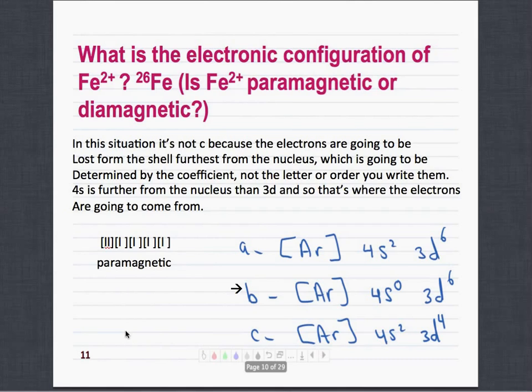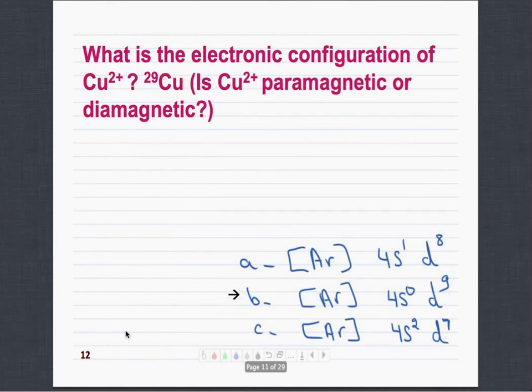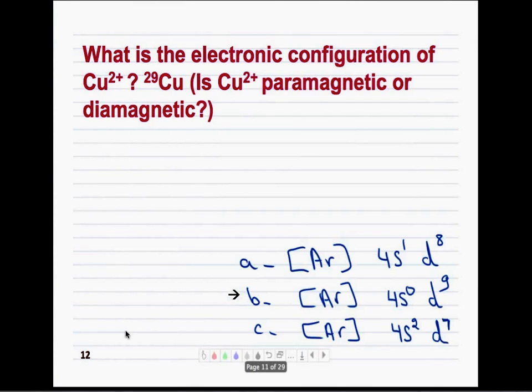So to know whether it is paramagnetic or dia, you need to draw the box notation. Remember, the p subshell has 3 orbitals, the d subshell has 5 orbitals, the f has 7 orbitals. Okay? So let's do more on this. So B is the right answer. Okay, what about copper 2 plus?